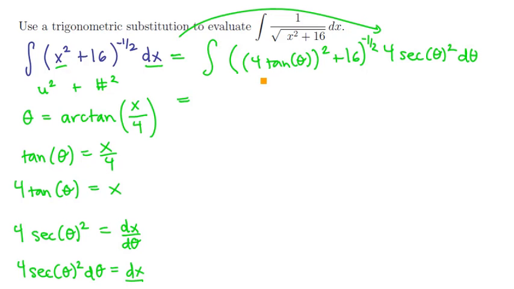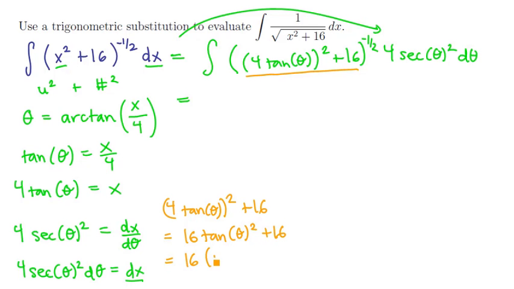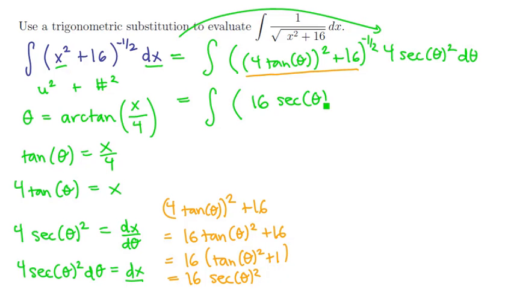Now let's see, this term in here needs to be cleaned up a bit. This is the whole point. This is going to be 4 times the tangent of theta quantity squared plus 16. Now what can we do with this? Well, this is 16 times the tangent of theta squared plus 16. Yank out the 16 and we have tangent of theta squared plus 1. But that's just secant of theta squared in the parentheses by the Pythagorean identity. So this means our original integral is actually just 16 times the secant of theta quantity squared, all to the negative 1/2 power, times 4 times the secant of theta quantity squared d theta.